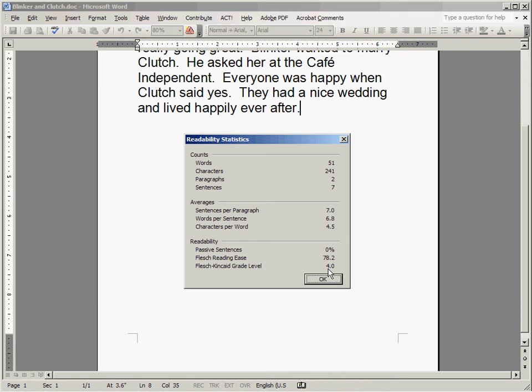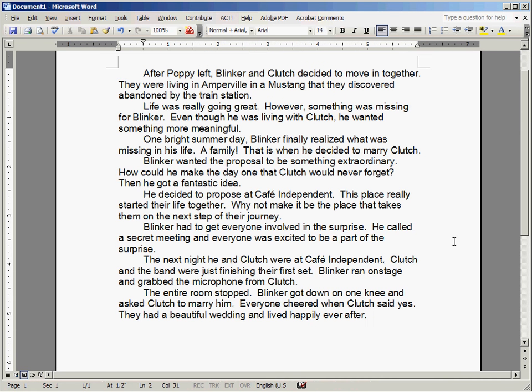Now what I'm going to do is show you the final story that was written. The final story reads, After Poppy left, Blinker and Clutch decided to move in together. They were living in Amperville in a Mustang that they discovered abandoned by the train station. Life was really going great. However, something was missing for Blinker. Even though he was living with Clutch, he wanted something more meaningful. One bright summer day, Blinker finally realized what was missing in his life. A family. That is when he decided to marry Clutch.